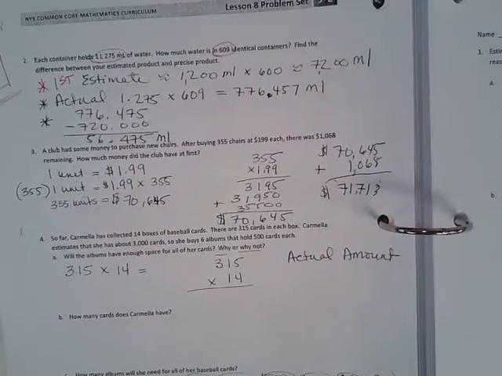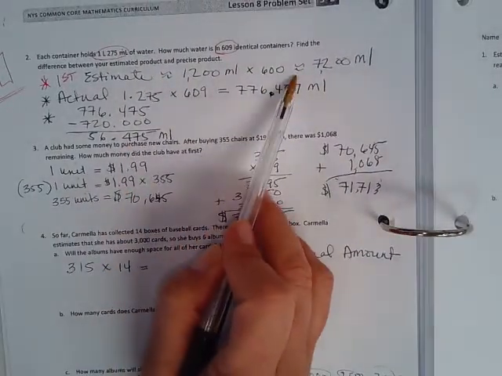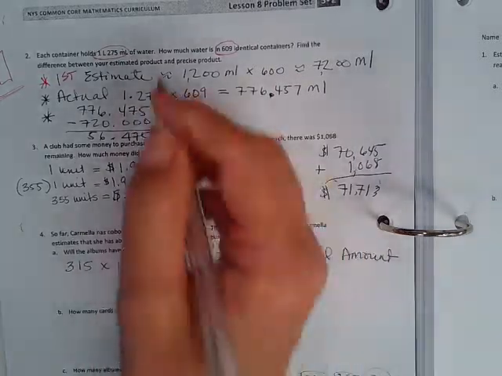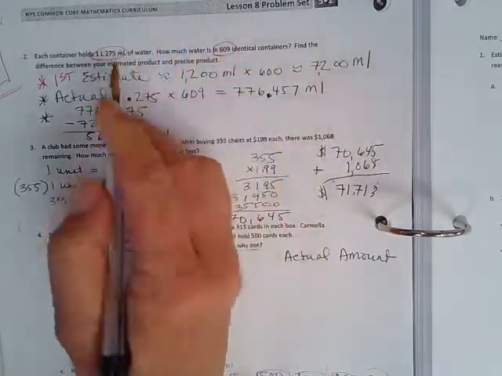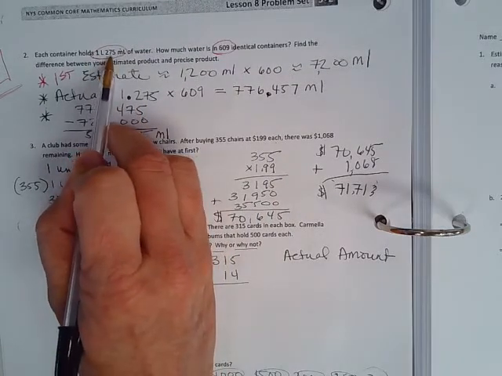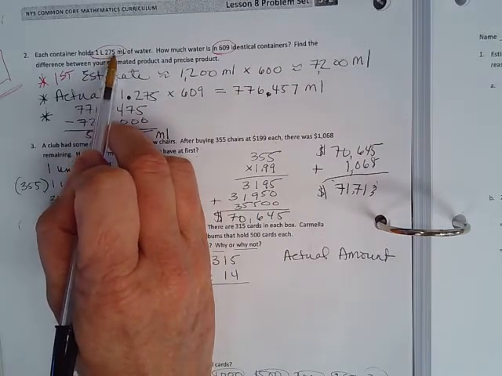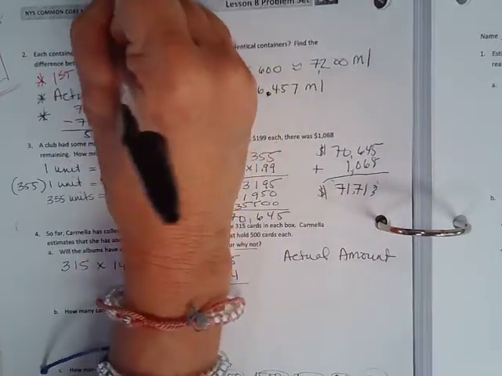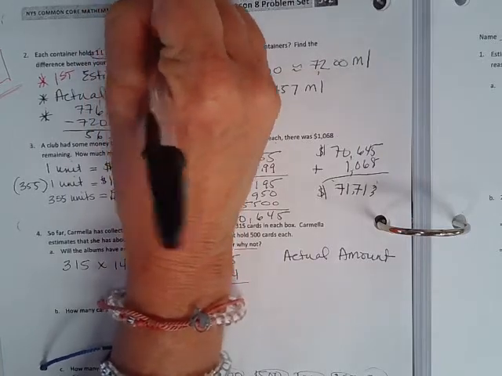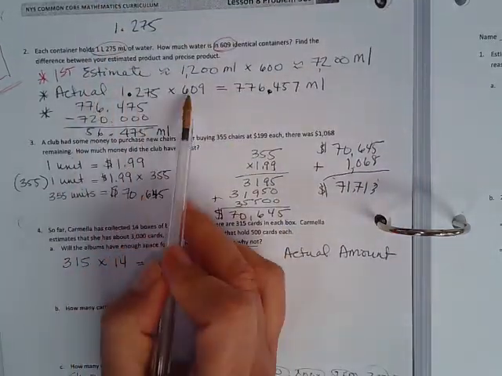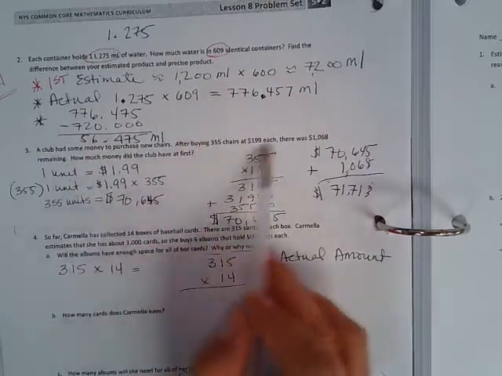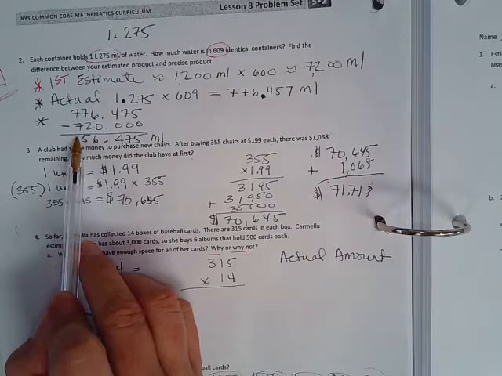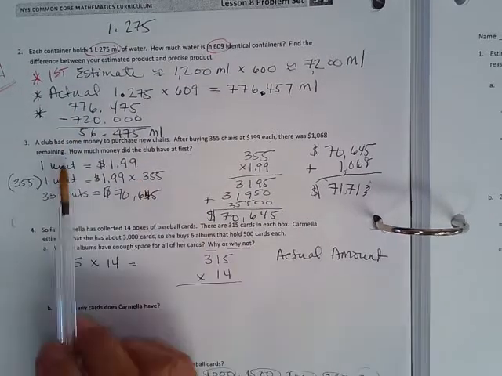Then on the back, first you estimate. Then you do the actual multiplication. Remember, this is a decimal. 1 liter and this is 0.275 milliliters. Remember, 275 milliliters is on that other side of that decimal point. Then here is the actual. So you would do the actual standard algorithm, and then you need to subtract the 2 to find your answer.